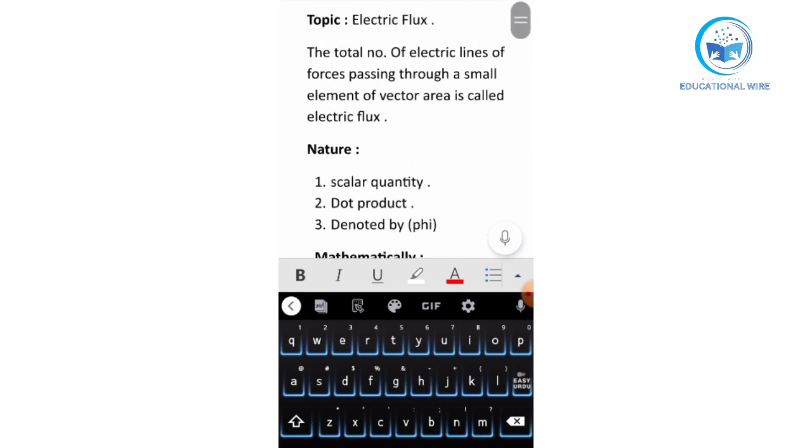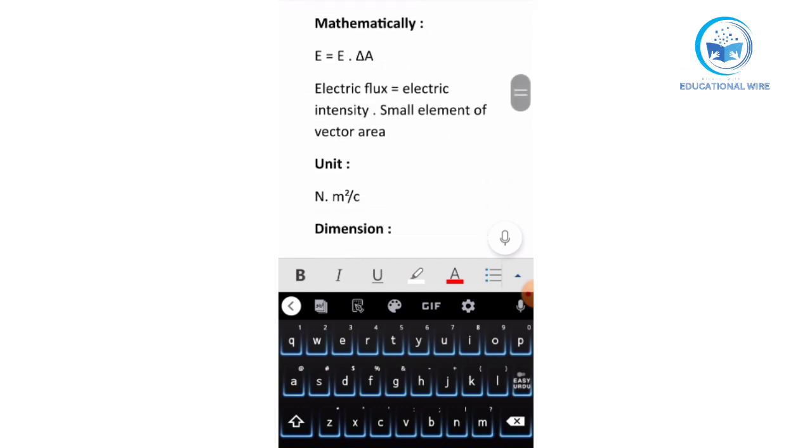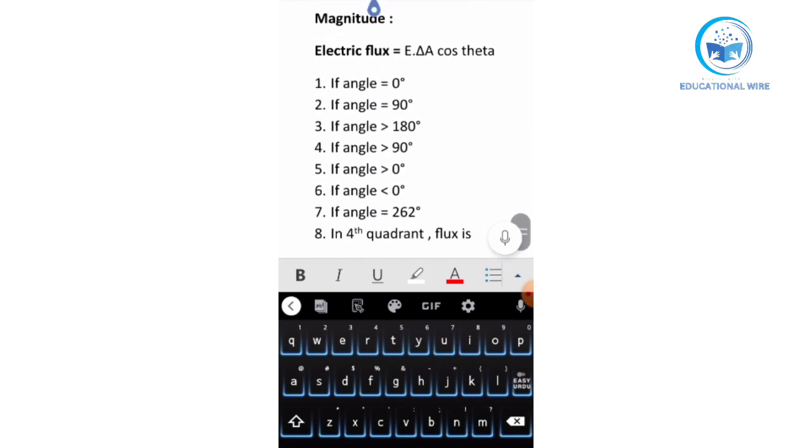Hope you understand today's lecture about electric flux: its nature, mathematically its unit, its dimension, and its magnitude.